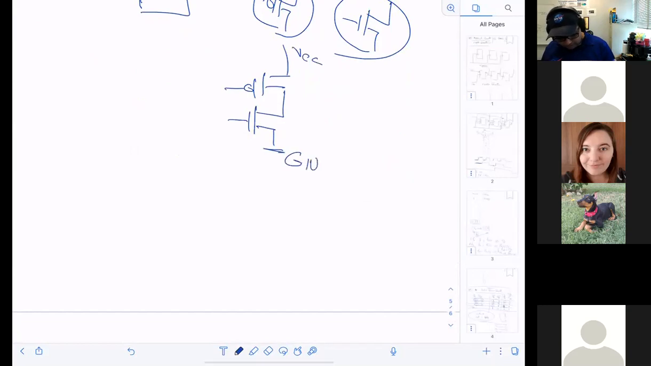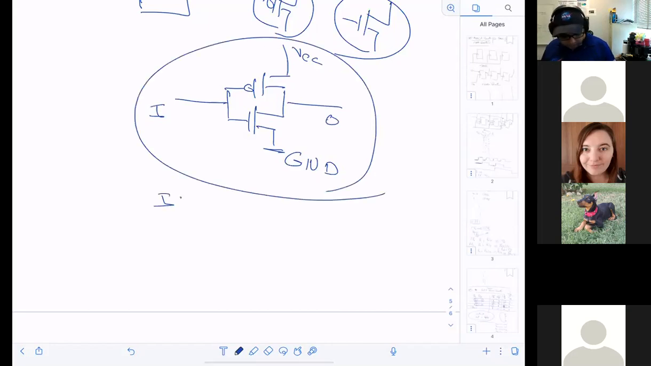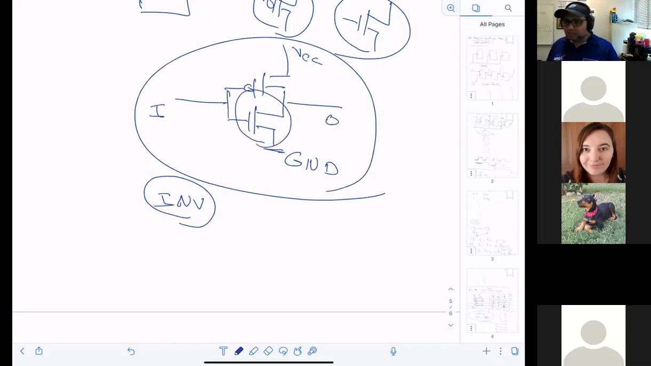VCC, ground. It is the input, here's the output, and this circuit will be acting as what? Inverter. So this is the NOT gate. In reality, this is the NOT gate on the silicon. So you have to use some voltage drop and current. That's why they call the ICs built this way TTL.